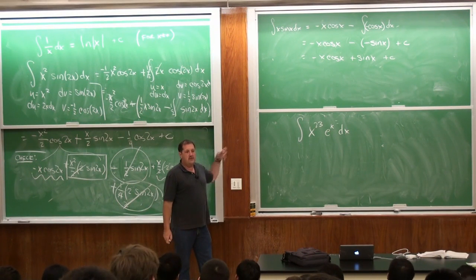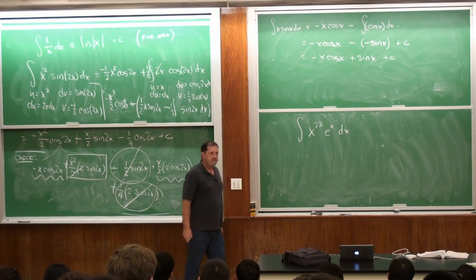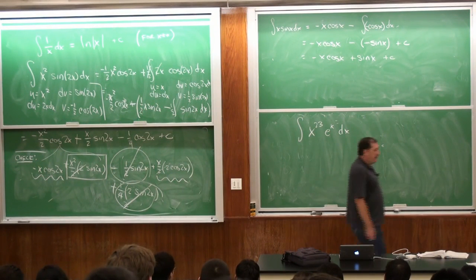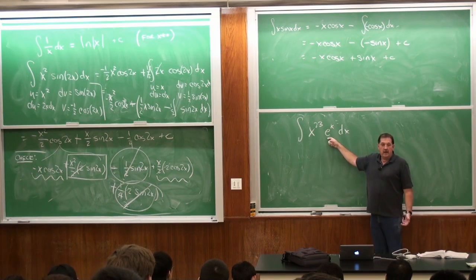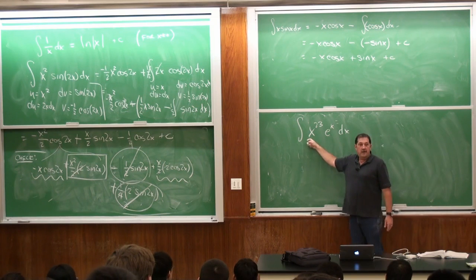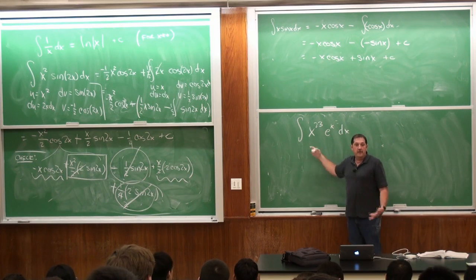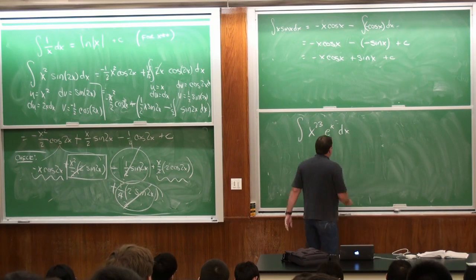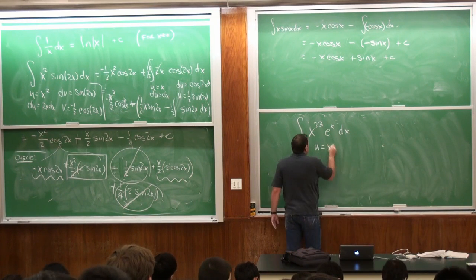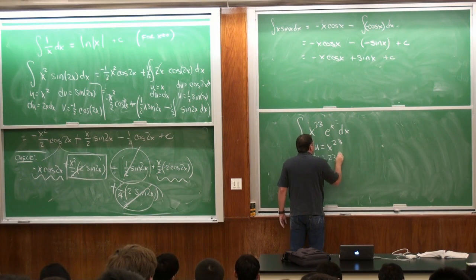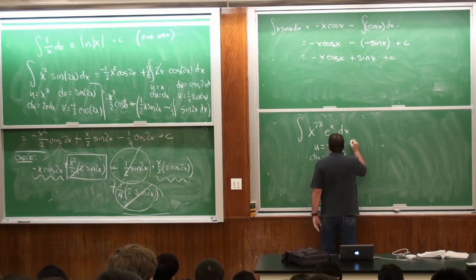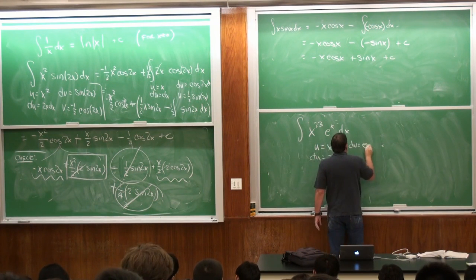I am not going to do this every time. If I do integration by parts, the e to the x is not going to get any better. It's not going to get any worse. The x will become an x to the 22. Let me just do it once or twice. So we let u be x to the 23rd. So du is 23x to the 22. dv is e to the x. V is e to the x.